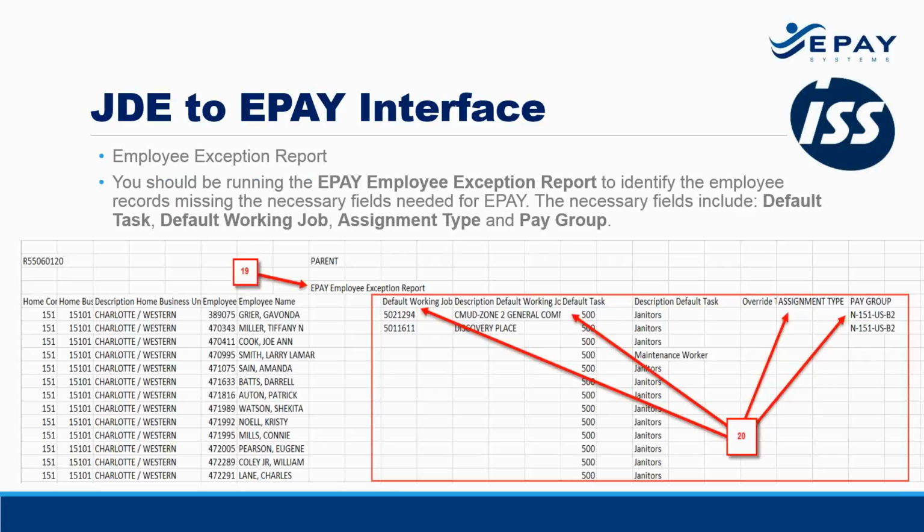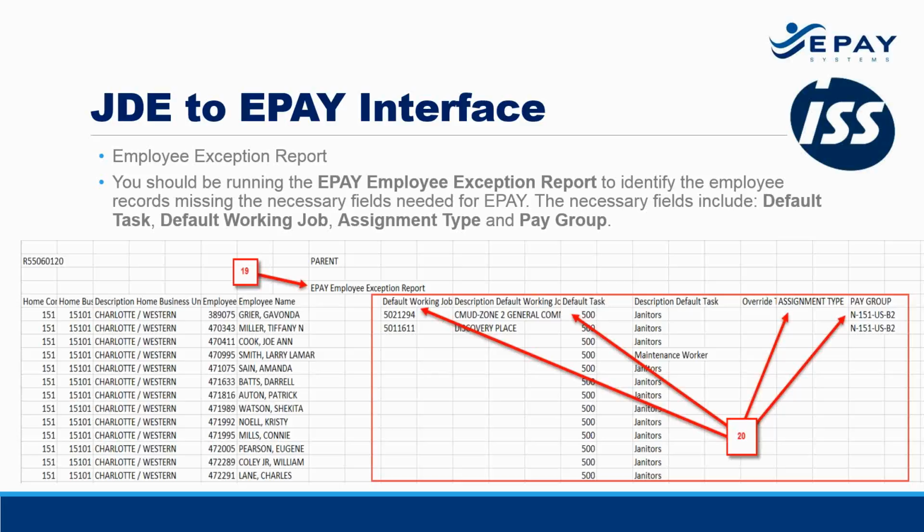The last slide I want to mention real fast as far as the JDE to ePay interface is that for those that have JDE access, it is strongly suggested that you run the employee exception report. There's an ePay employee exception report in JDE that allows you to identify which employees' records have fields missing. These missing fields are required, so you may see some anomalies. First of all, more than likely you will not see the employee record in Blueforce. So when that happens, you're trying to figure out, why do we not have an employee record in Blueforce when I have employees in JDE? What's going on? Well, it's because there are some missing fields.